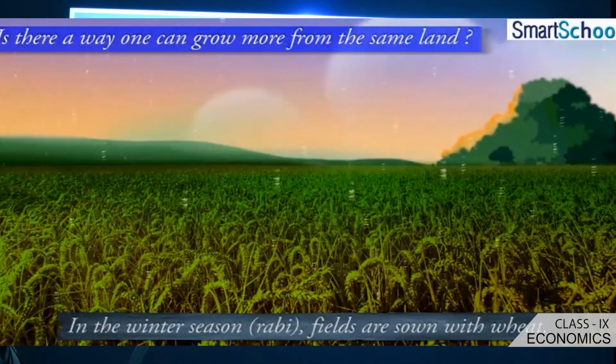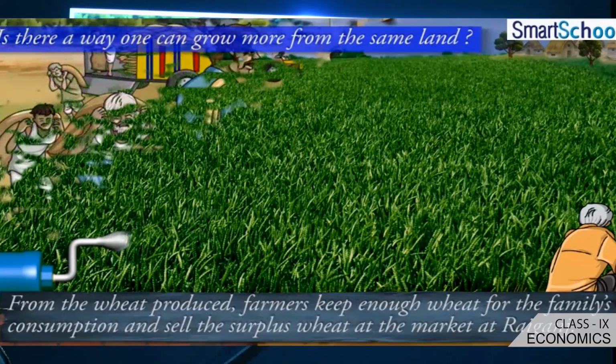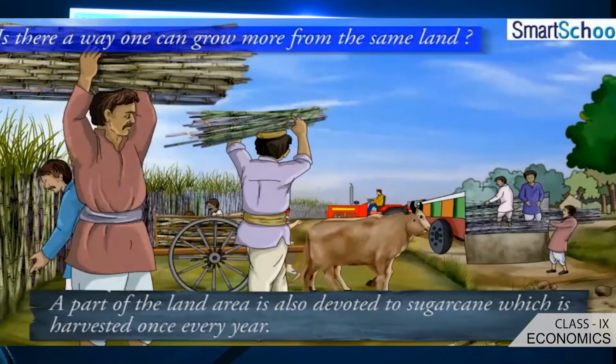Next, in the winter season or rabi season, fields are sown with wheat. They cultivated wheat, the main food crop of Palampur. After cultivation and harvesting, the farmers keep enough wheat for their family members, and the rest, the surplus, they are ready to sell in the market at Raiganj, the nearby village. So the surplus is meant for business purposes, and they kept one part for their family also.